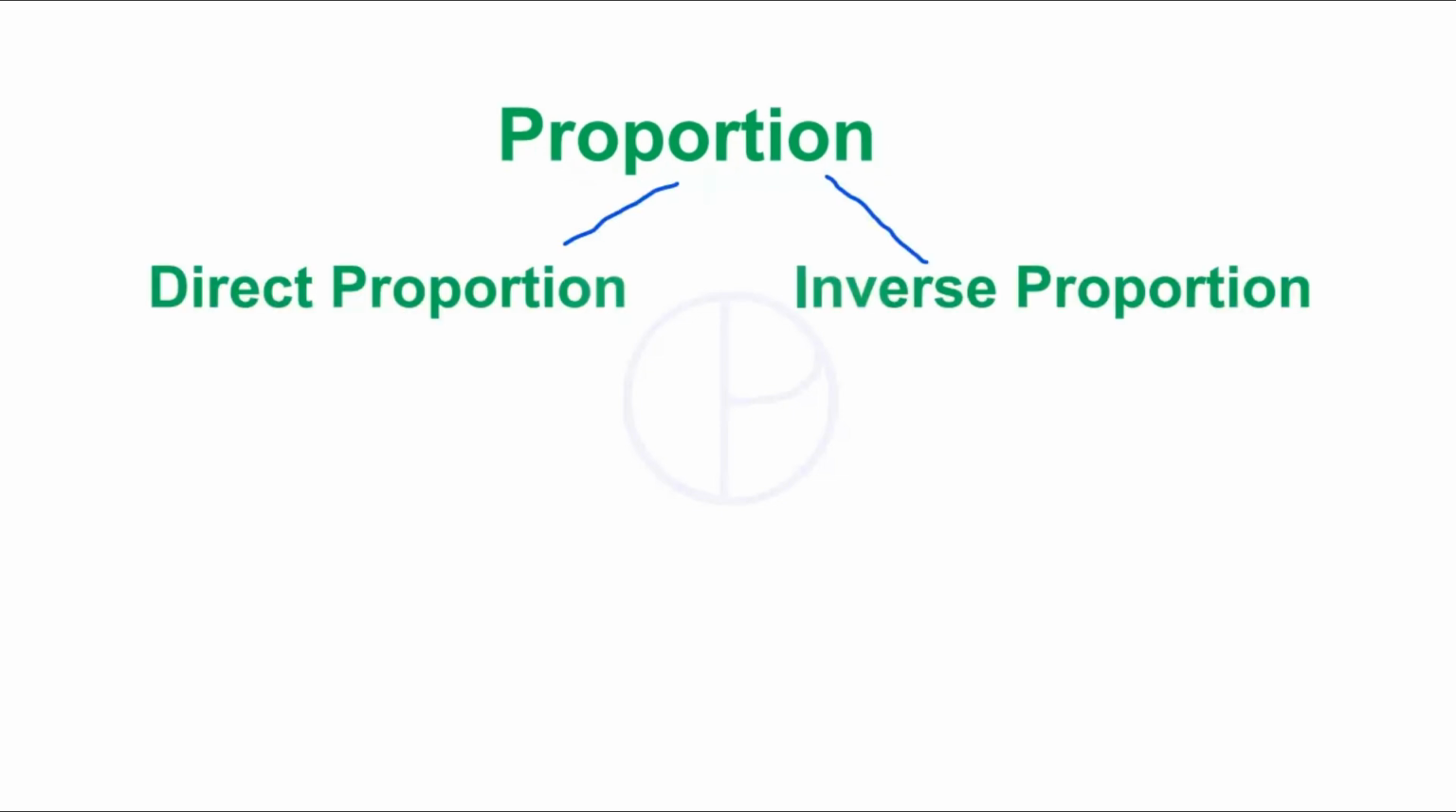So what is meant by direct proportion? When two quantities are in direct proportion, they increase or decrease at the same rate. That is, if one variable goes up, the other variable also goes up by the same factor. That is, the ratio between these two variables will always be the same. If x and y are directly proportional, it is represented as y proportional to x.